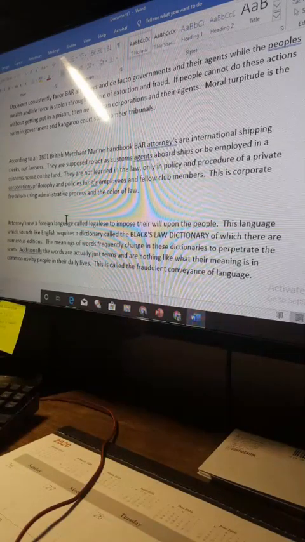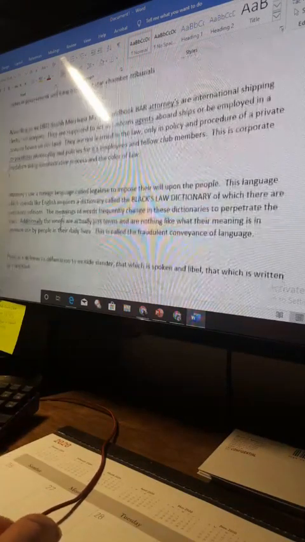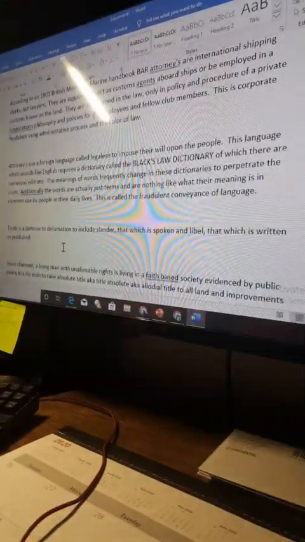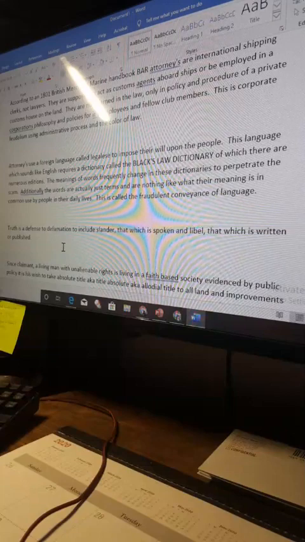This is corporate feudalism using administrative process and the color of law. Attorneys use a foreign language called legalese to impose their will upon the people. This language, which sounds like English, requires a dictionary called the Black's Law Dictionary, of which there are numerous editions. The meaning of words frequently changes in these dictionaries to perpetuate the scam. Additionally, the words are actually just terms and are nothing like what their meaning is in common use by people in their daily lives. This is called the fraudulent conveyance of language.